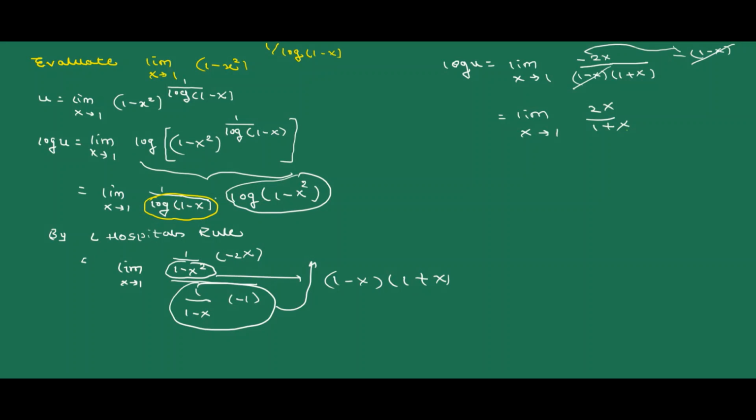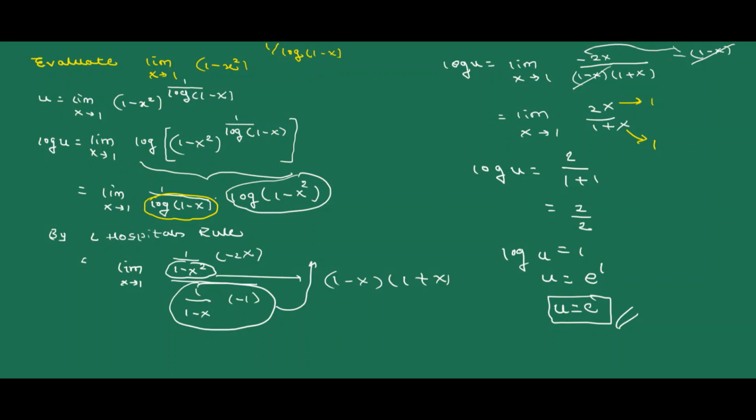Now simplify the limit, means put x is equal to 1 here, and if you put x is equal to 1, log u is equal to, you will get 2 divided by 1 plus 1, that is 2 divided by 2, and 2 by 2 is equal to 1. Log u is equal to 1 means u is equal to e raised to 1, that is u is equal to e, which is the required solution.